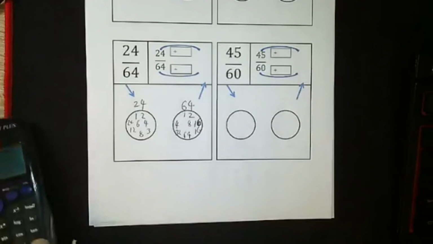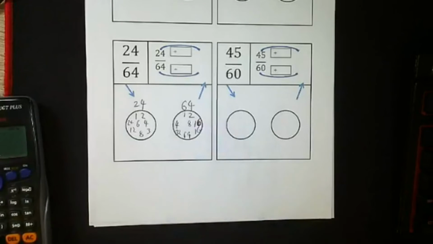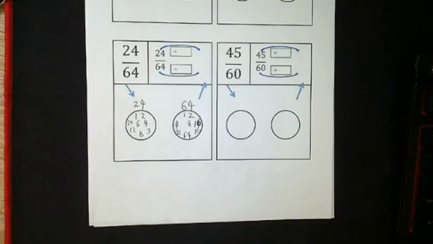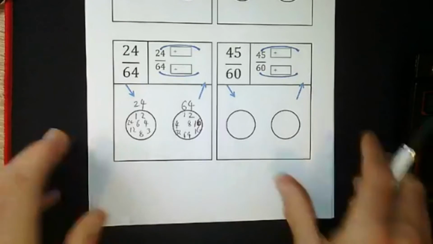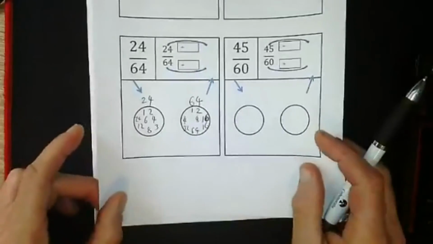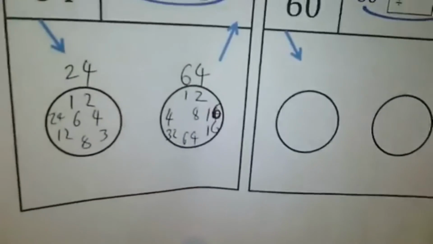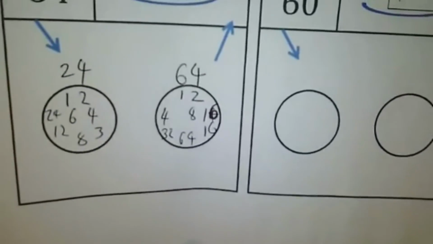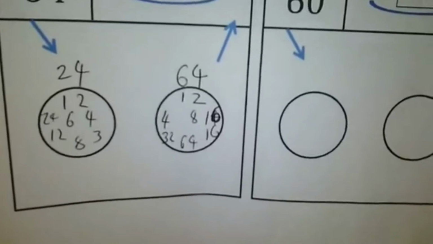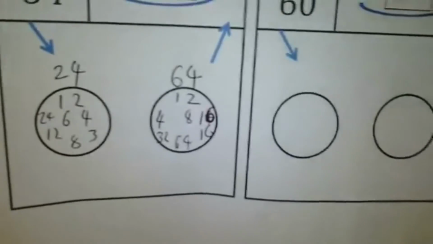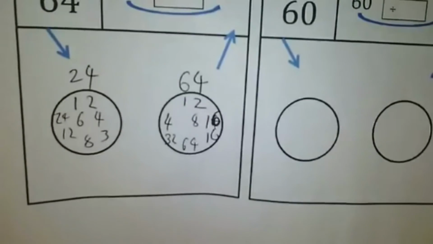Okay. So looking through those lists, can you tell me what is the highest common factor of 24 and 64? I know it's a little bit small, but zoom in. Well, look at this. Use the technology for zooming in. So what's the highest common factor of 24 and 64? Answers in the comment box, please.